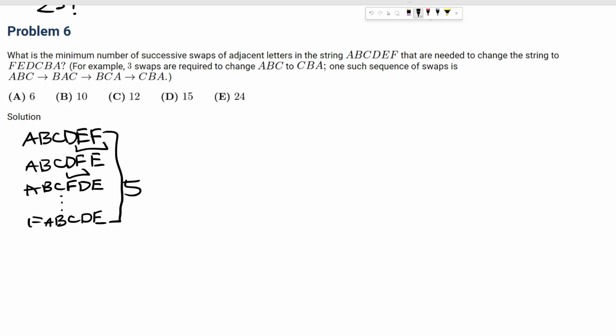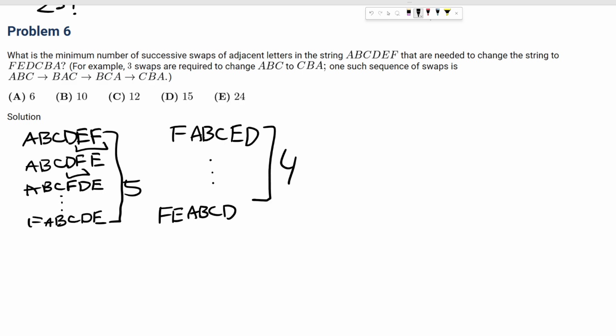And now we need to move the E to the 2nd spot. So it would go F, A, B, C, E, D after we switch the E and the D. And then we have the E in the 2nd spot. This takes 4. And so on. To move the D to the 3rd spot, we'll need 3. To move the C to the 4th spot, we'll need 2. And to move the B into the 5th spot, we'll need 1 more swap. And then the A will be in the last spot. And this is a total of 5 plus 4 plus 3 plus 2 plus 1 is 15 swaps.